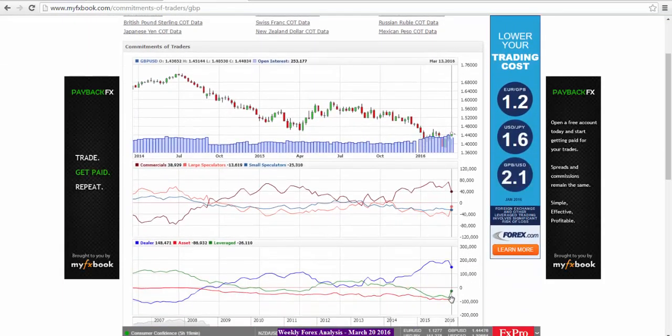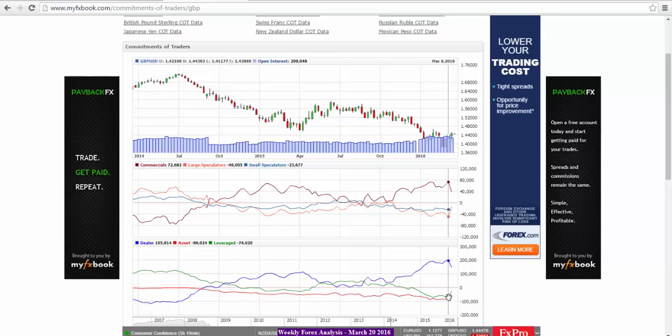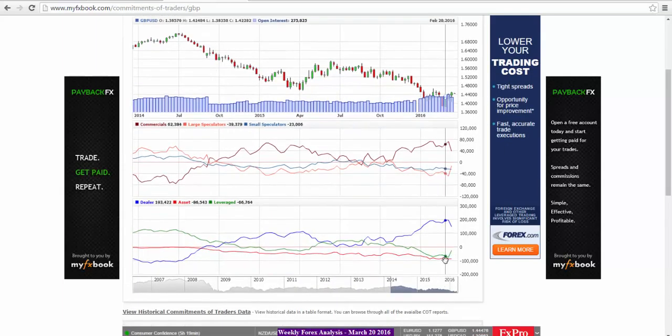Looking at British pound, we see a big shift in positions. This green line has gone up drastically. We went from negative 74,920 short positions, and now we have gone to negative 26,110 short positions. So that's quite a big jump in British pound, which again points to a very bullish British pound.